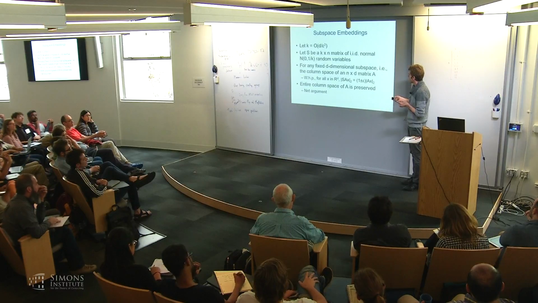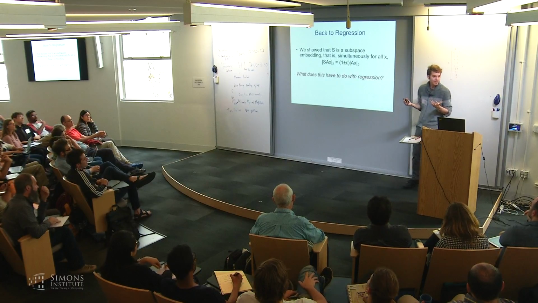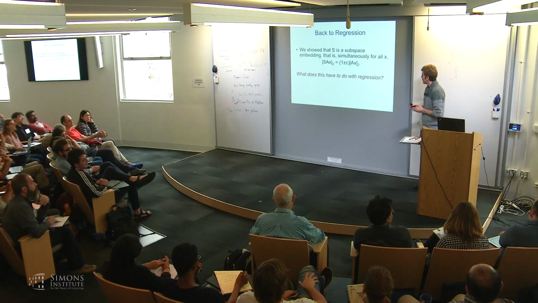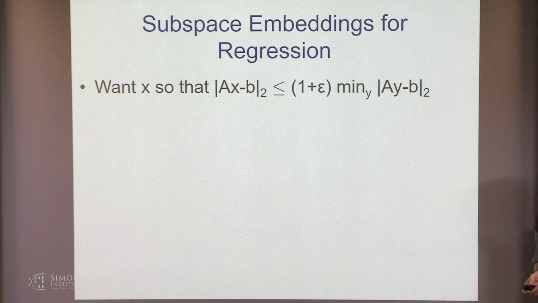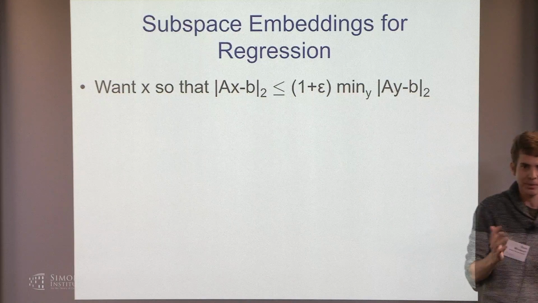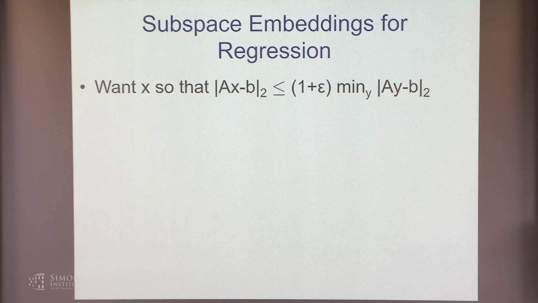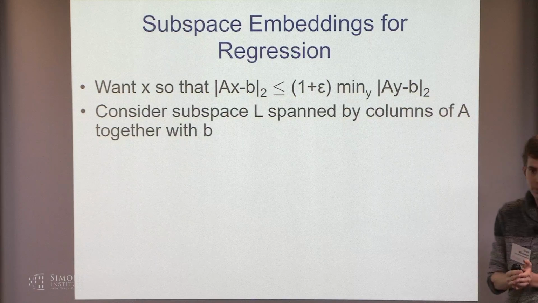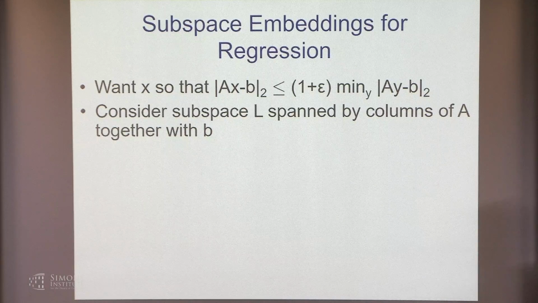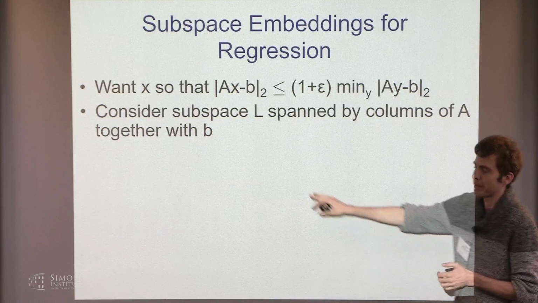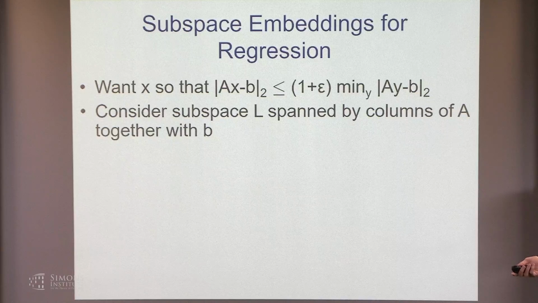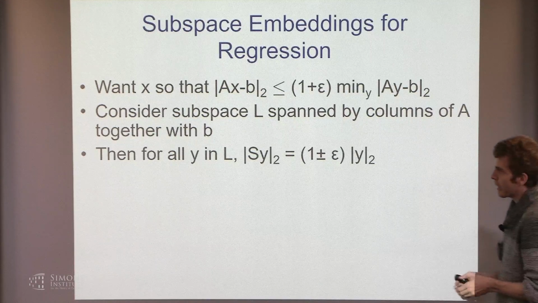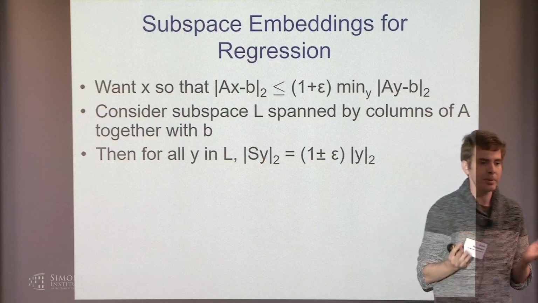So what does this have to do with regression? Why are we looking at subspace embeddings? This was the definition of subspace embedding, and the application to regression is the following. Recall that for regression we want a 1 plus epsilon approximate solution in objective function value. It's a very direct application. Consider the subspace spanned by the d columns of A together with your vector b. It's d plus 1 dimensional instead of d dimensional, which doesn't change any of the bounds asymptotically. Then just apply this subspace embedding S to this d plus 1 dimensional space.